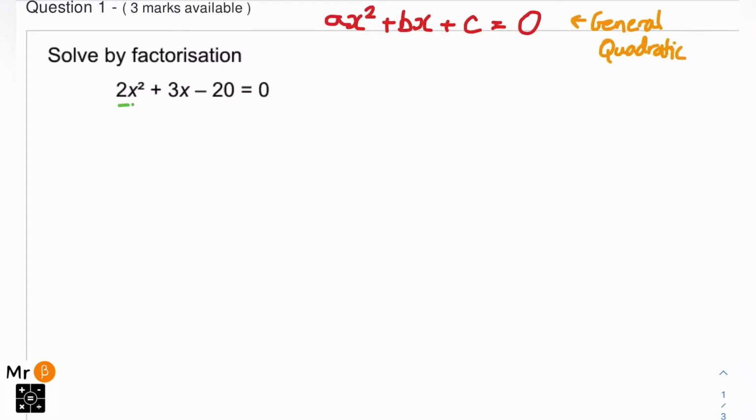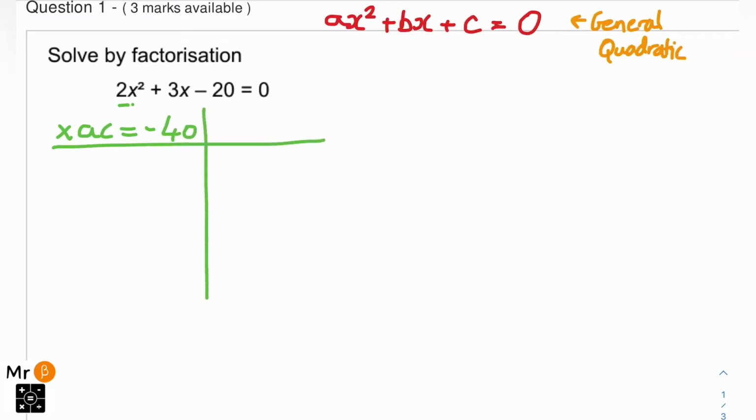So in this question, because the number in front of the x squared isn't 1, we have to work out the product of a, c. And if we look up to our general quadratic, you can see a is the number in front of the x squared, c is the number at the end. So 2 times negative 20 is negative 40.